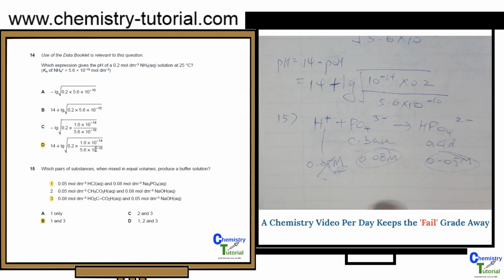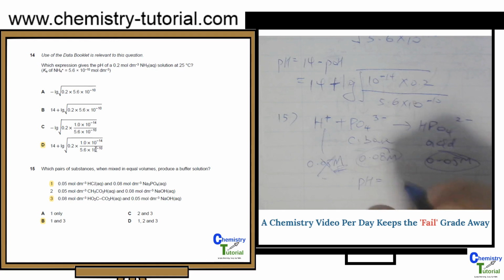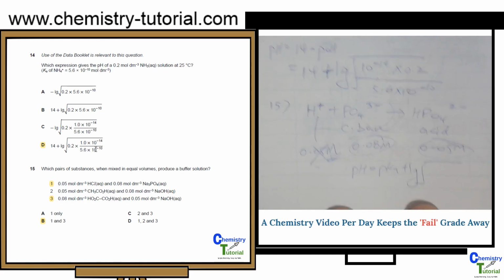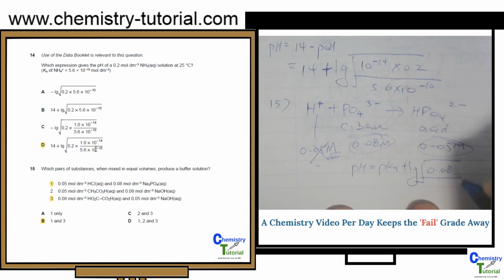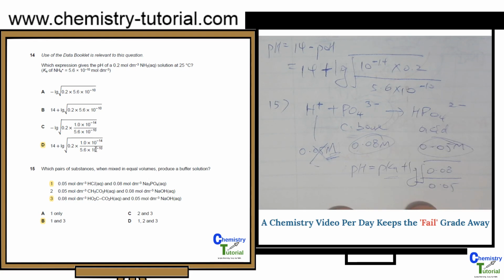What's the Henderson equation, if you recall? It's actually pH equals pKa plus log salt over acid. In this case, the salt is our 0.08 over the acid, in this case 0.05, our hydrogen phosphate. Right, so if you know the Ka value, you can find the pH. So definitely option A is correct. It does generate a buffer solution.